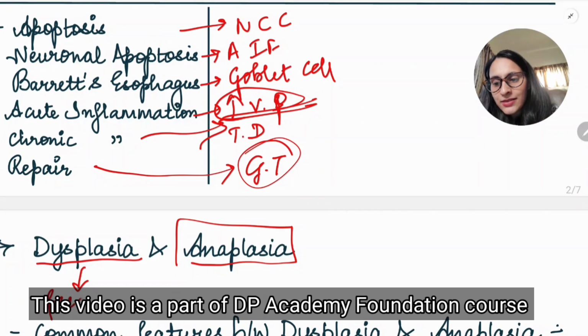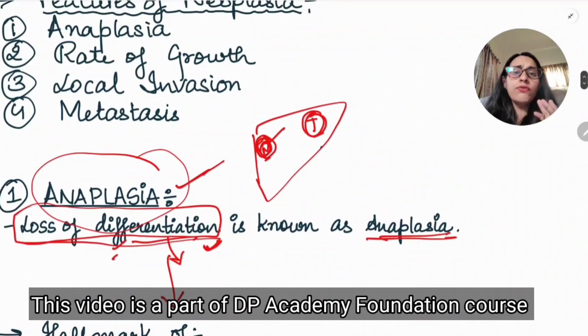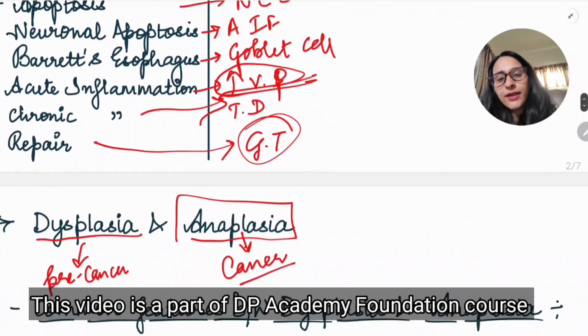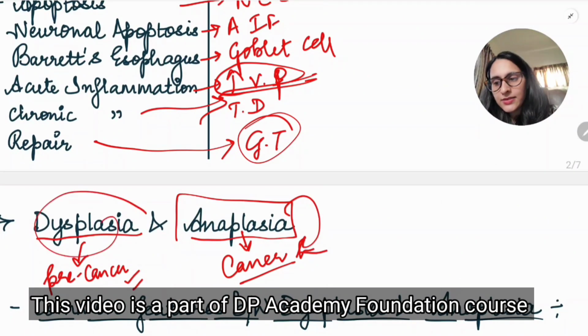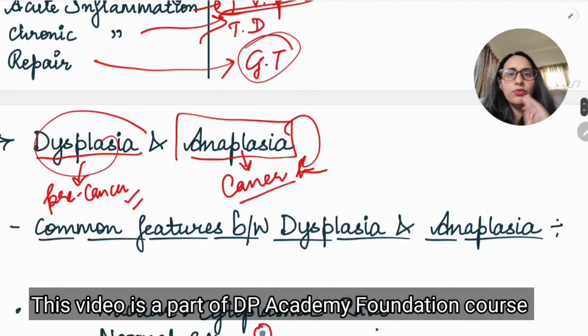Dysplasia is a precancerous condition, while on the other hand, anaplasia is a cancerous condition. As I told you, it is a feature of neoplasia. Neoplasia means cancer or tumor, and anaplasia is a hallmark feature of neoplasia. So we know that anaplasia is going to have features of cancer, but dysplasia is a precancerous condition. First, let's talk about the common features between dysplasia and anaplasia, and then we'll talk about the differences between them.